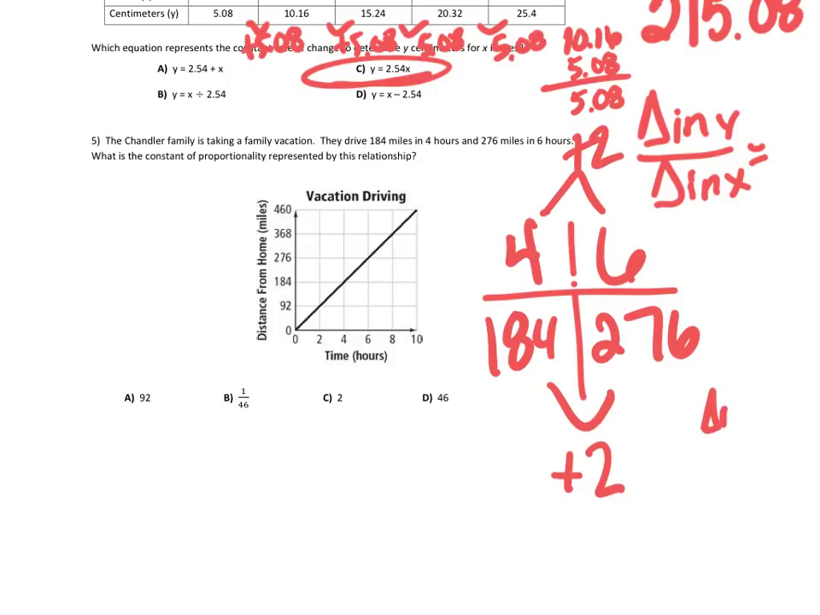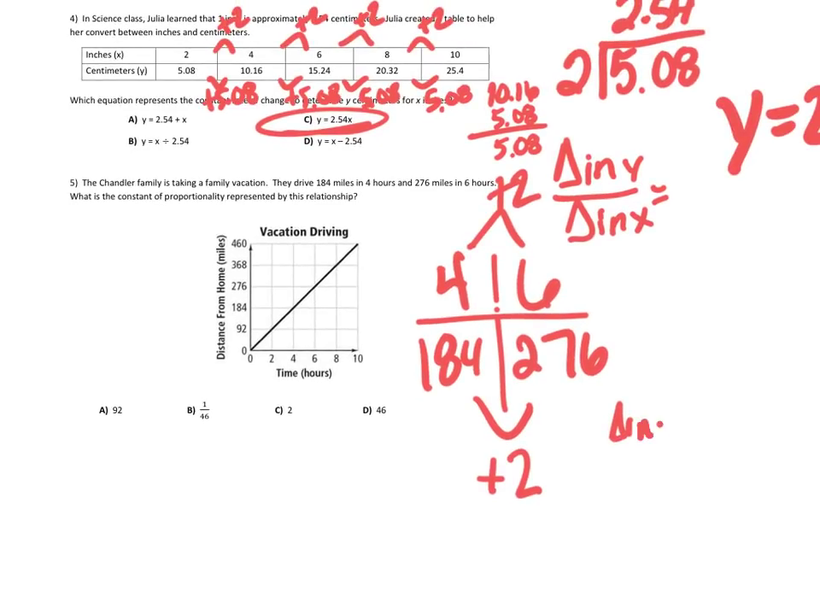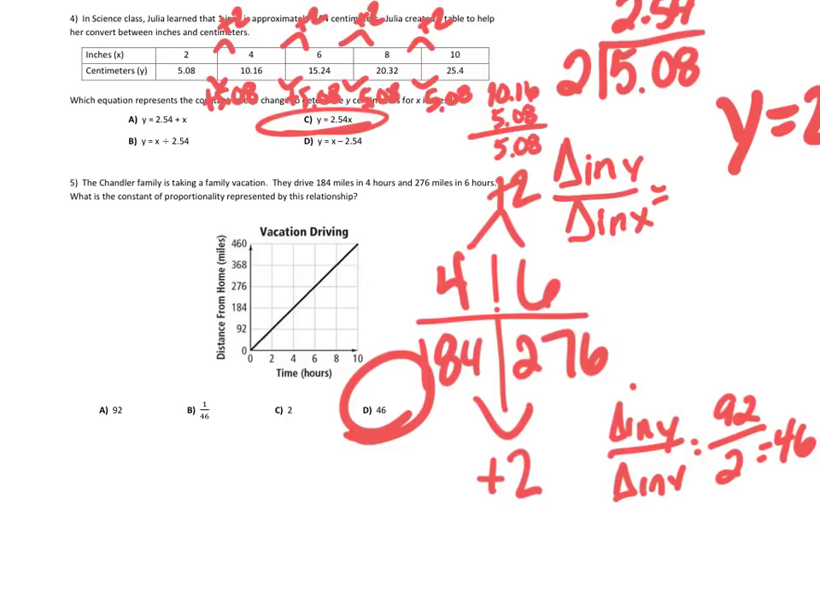So the change in Y over the change in X is 92 over 2, which is 46. So the constant of proportionality is 46. You good with that? Okay.